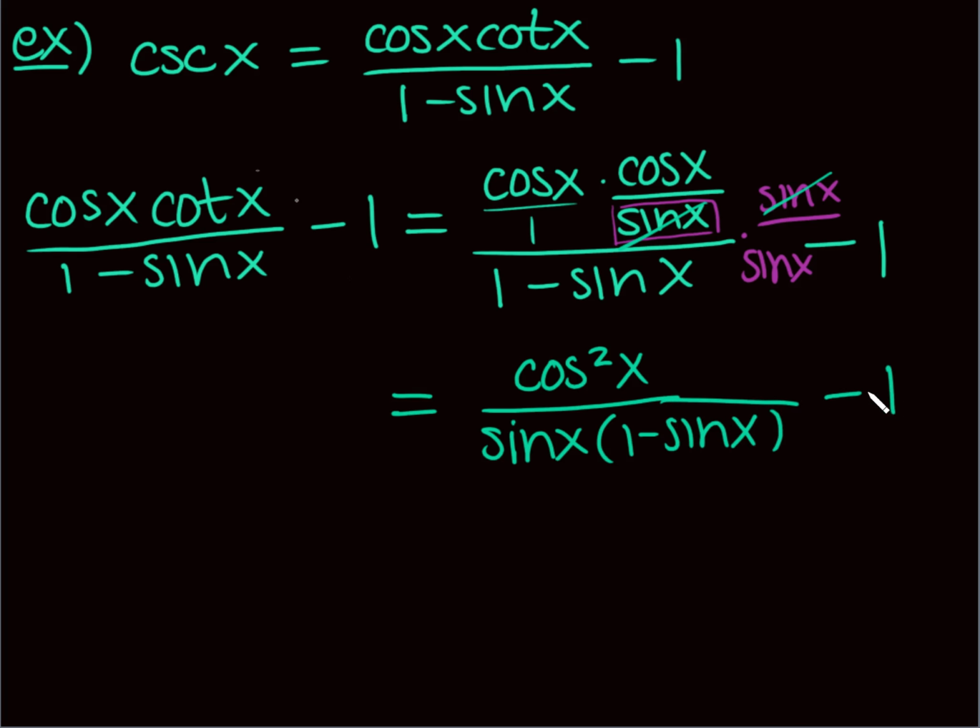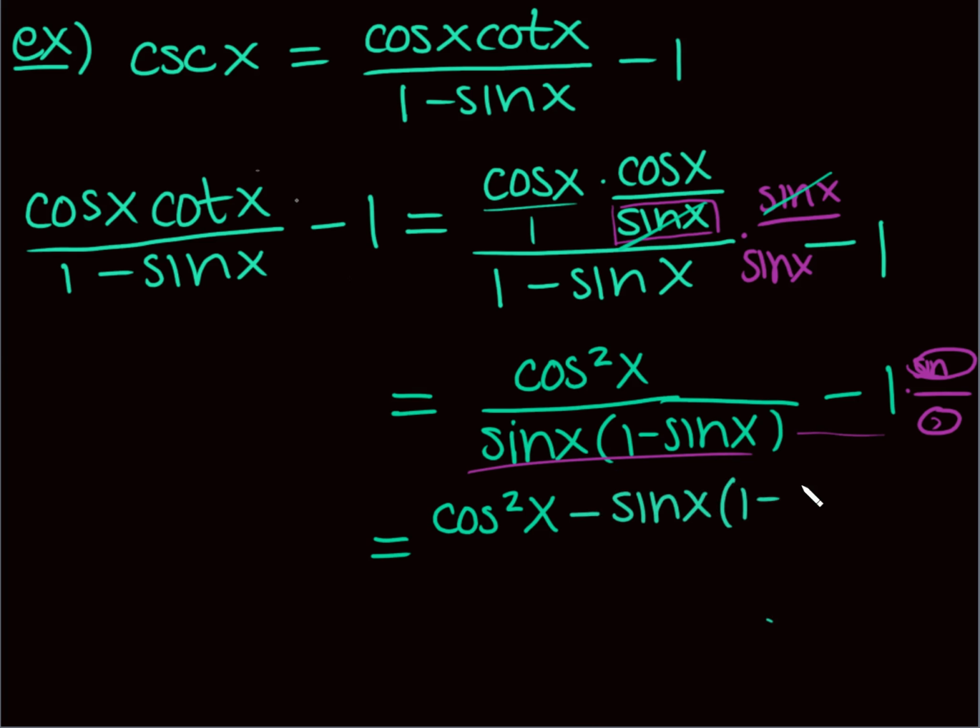And now I'm going to get a common denominator. So what do I get on top? I have cosine squared x. And there might be an easier way to do this, but this is how I see how to do it. I'm going to multiply this 1 by the denominator, which is this. I'm just going to put that here and over here, right? This guy right here. So look at what I'm going to get. I'm going to get cosine squared x minus this guy, sine x, times 1 minus sine x.